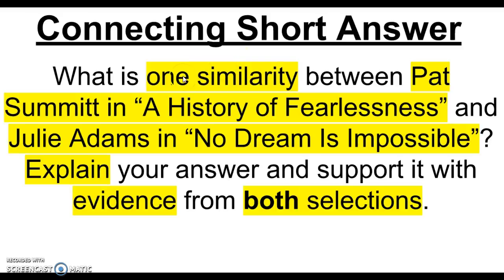So I marked what is one similarity. My character's Pat Summitt, and my text is A History of Fearlessness. Okay, that's text 1. Text 2, I'm looking at Julie Adams in the text No Dream is Impossible. Okay, so I'm going to have to explain the similarity and I have to support it with evidence from both selections. So when you see the word connecting, you should be thinking 2 quotes. Okay, 1 piece of evidence from each text.